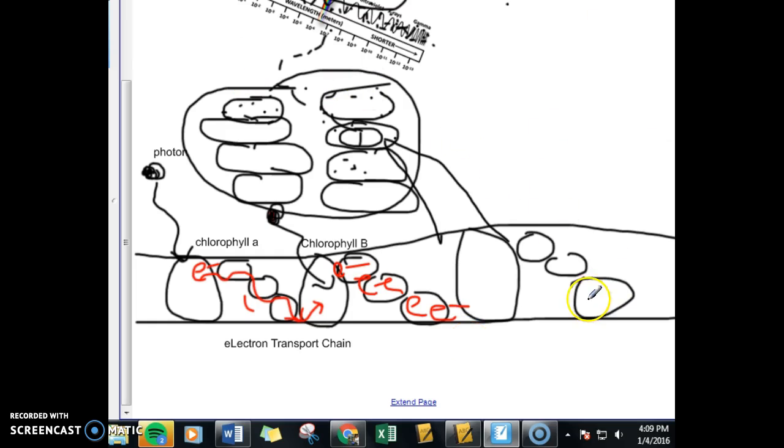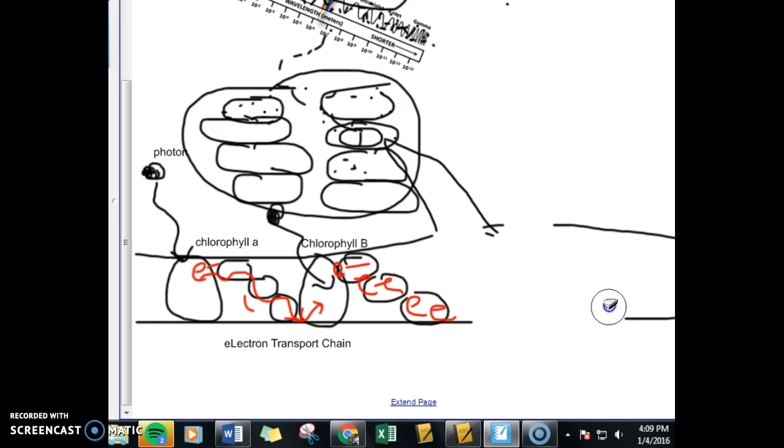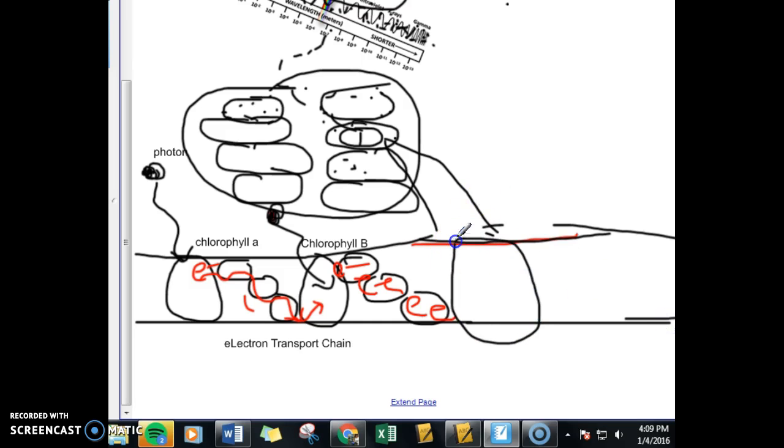And what that does is it drives a group of molecules. So a little bit of ATP is made in this process. But really what it does is, this is an enzyme, or a protein, that allows things to get pumped through it. It's called a proton pump.